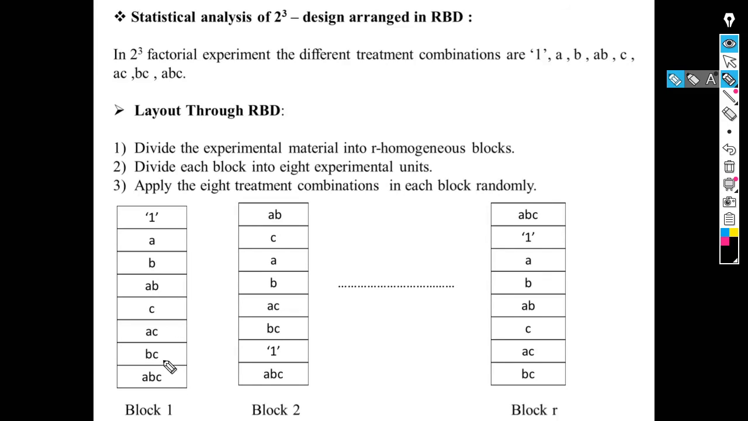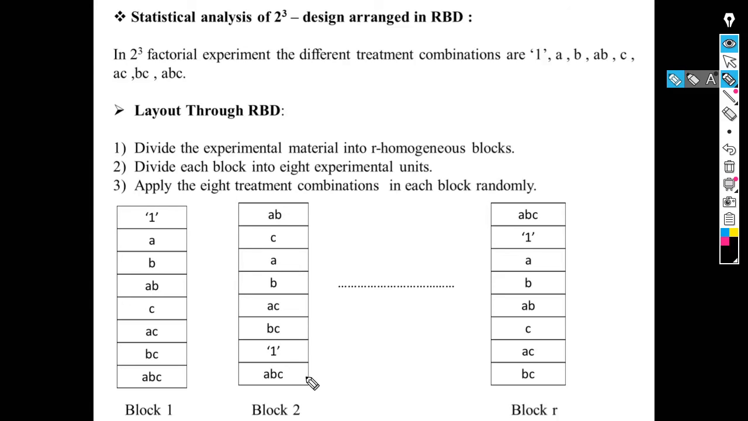This is our block 1. We divide this block 1 into 8 experimental units, since we have 8 treatment combinations, and then we apply these treatment combinations randomly to each experimental unit of block 1. So here we get block 1 like this: 1, A, B, AB, C, AC, BC and ABC. Then in the second block we use randomization to assign these 8 treatment combinations. So we get a design like this: A, B, C, AB, AC, BC, 1 and ABC.